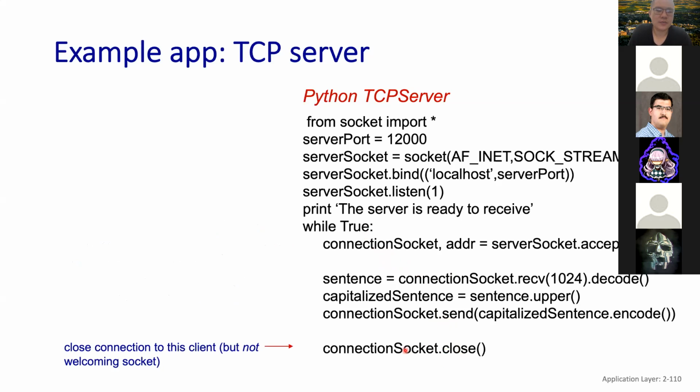For UDP, we don't connect the socket because that socket could be used for multiple clients, multiple client side addresses, right? But as we mentioned, this socket is specifically for the specific server. So after you finish the communication, you just close that, okay? So let's see the demo again.